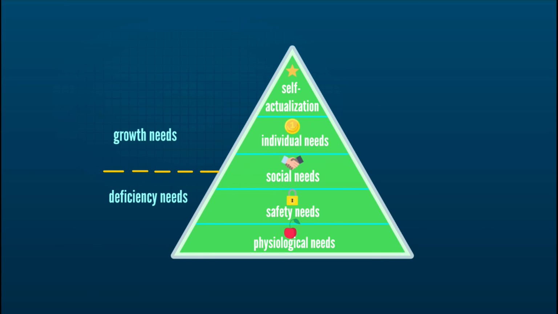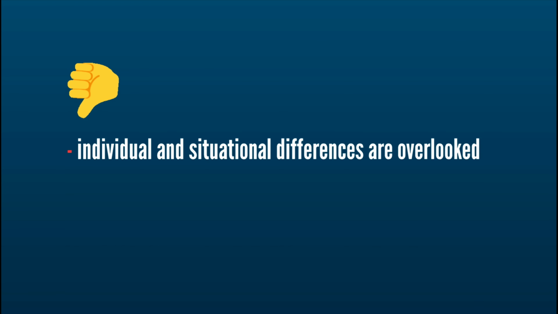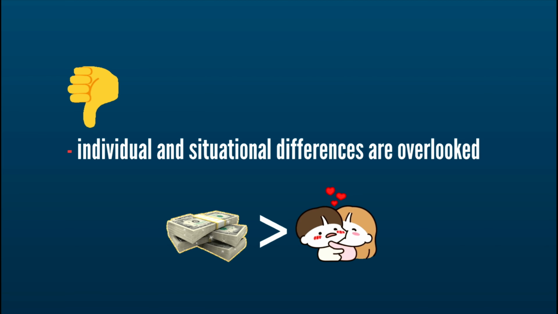That sums up the individual levels of Maslow's hierarchy of needs. However, there are some criticisms of Maslow's pyramid. For example, individual and situational differences are overlooked. One person may prioritize the esteem need for recognition over maintaining social relationships, which are part of social needs.